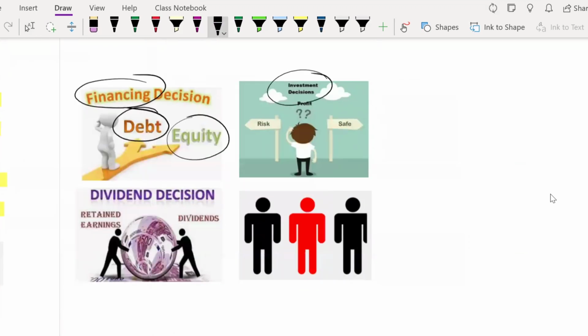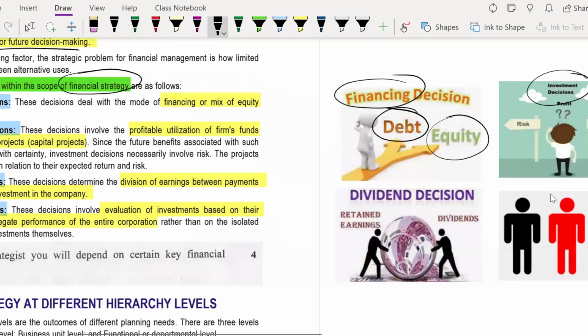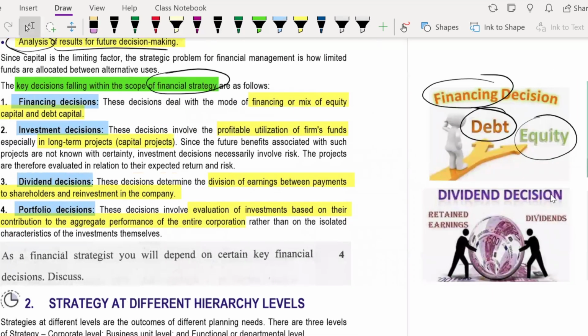Second is investment decision. In investment decision, the decision that you're going to take is that now you will have to invest your money. Now in the first decision, you have got the money. Now that money that you have got, you have to invest it somewhere, correct? Now when you are going to invest it somewhere, you have to think which will be the most profitable for your organization. Okay, so here these decisions involve profitable utilization of firm's fund, especially in long-term project.